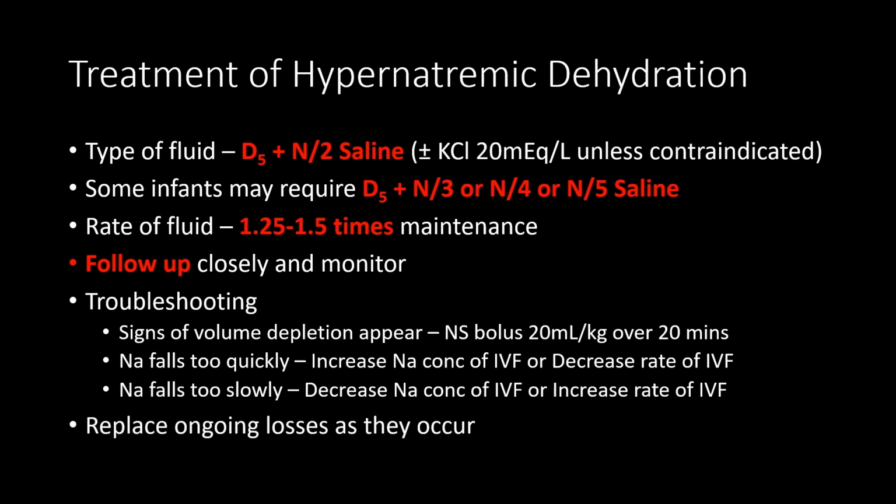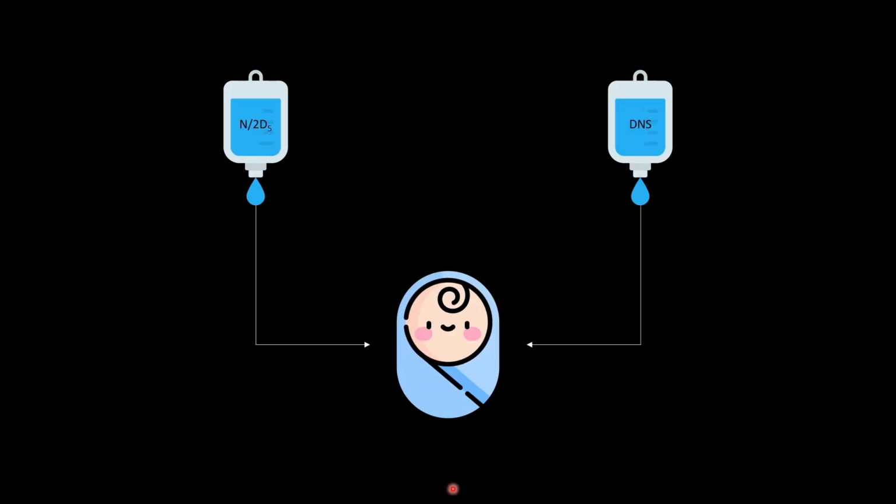So how can we do that? This is a general suggestion. We can connect the baby to two sets of IV fluid. One is N by 2 D5, one is DNS. So we have to give the fluid by two simultaneous drip lines. Suppose the sodium falls too quickly. Sodium falling too quickly means we don't want that. We just want the sodium to fall slightly more slowly. So we can give N by 2 D5 more slowly and DNS slightly more rapidly.